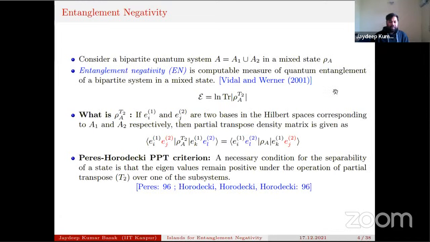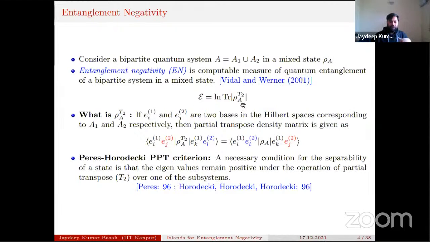So entanglement negativity is a measure of entanglement in mixed states. Let's take a mixed state A, which consists of A1 and A2. In that scenario, Vidal and Werner in 2002 proposed negativity as a computable measure of entanglement of a bipartite system in a mixed state, which can be written in this specific way.